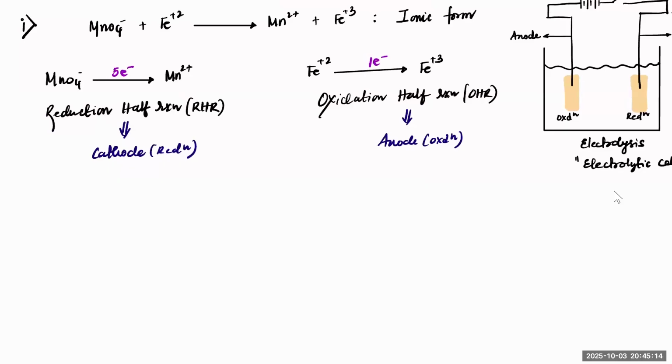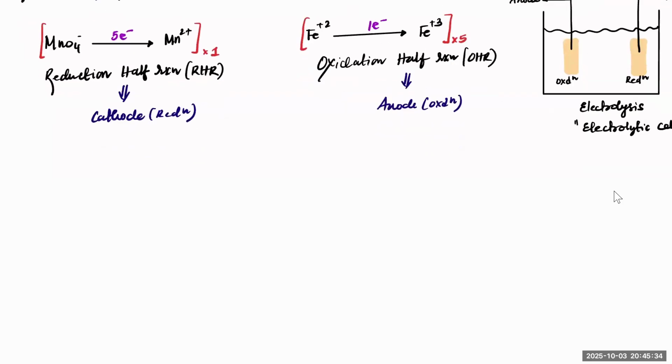Now what you do, see, in any balanced reaction, in any redox reaction, the number of electrons given and taken should be the same. And that's what we are trying to do. So to balance the number of electrons given and taken, I'll multiply this half reaction with 1 and the other half reaction with 5. And after doing that, add both of them.